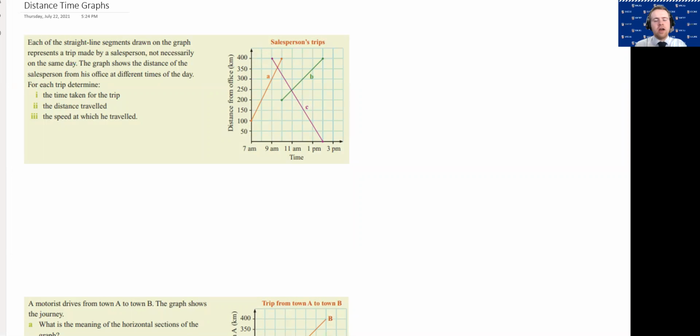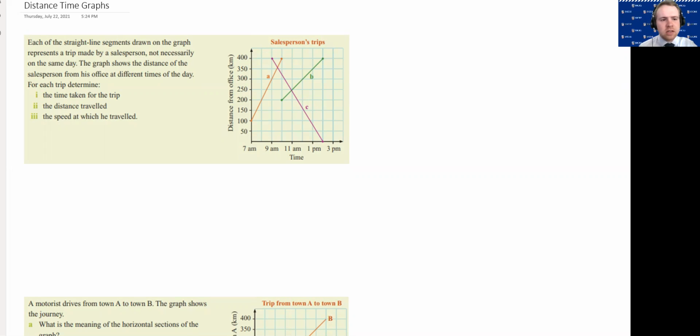Hello, Year 8. Today we're looking at distance time graphs. What this requires is for us to be able to interpret these graphs to answer questions, and also there's a little bit of rates calculation. So that's how that ties in. We're going to be looking at speed, which is distance over time, distance per time, which is a rate.